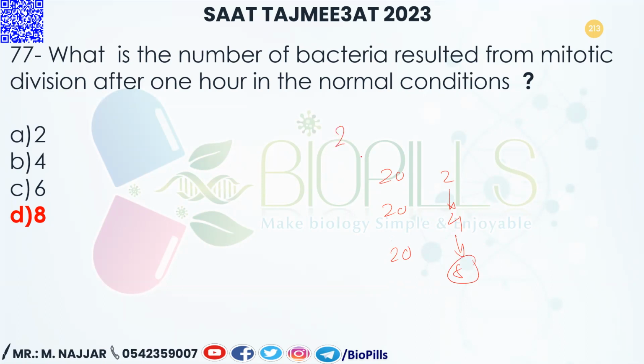So it's 2 to the power of how many intervals? 3, which equals 8. This is how to calculate it. The interval in the optimal conditions of the bacteria is 20 minutes. In one other question, it came as 20 minutes.